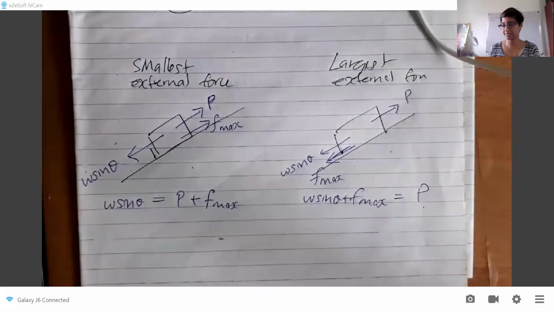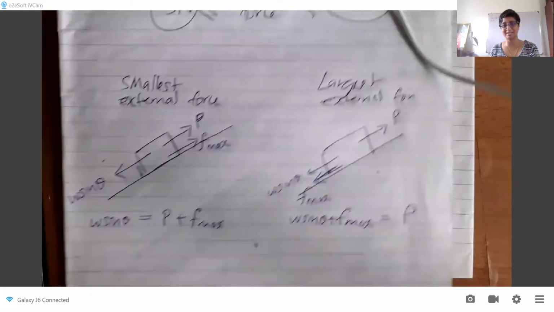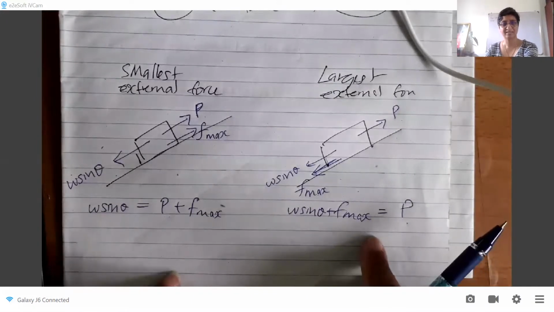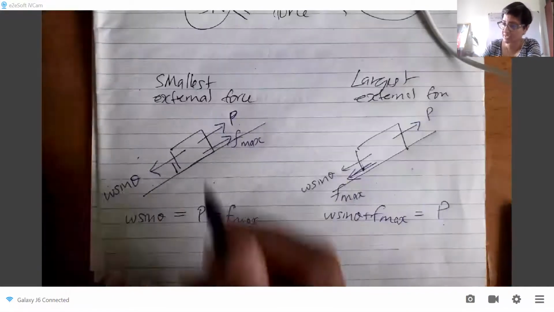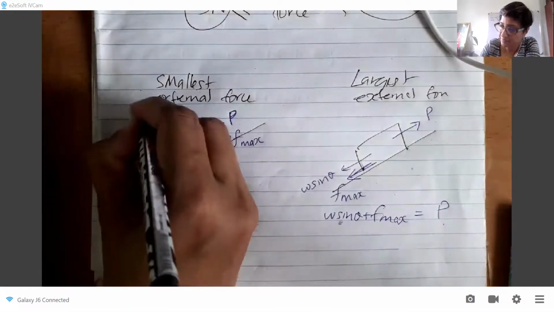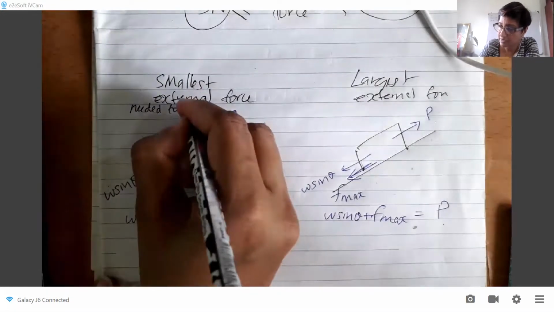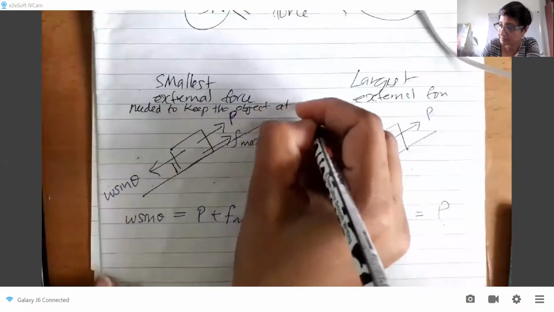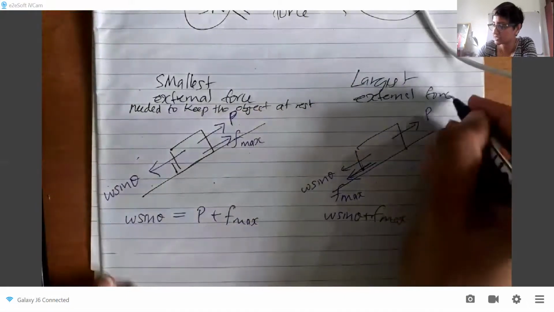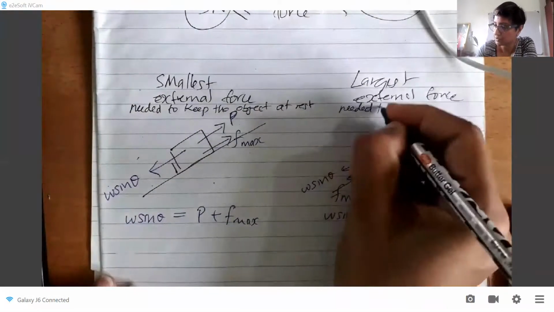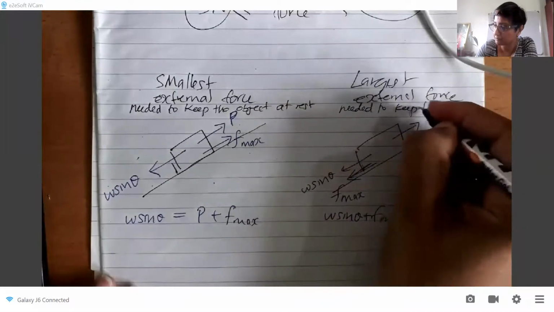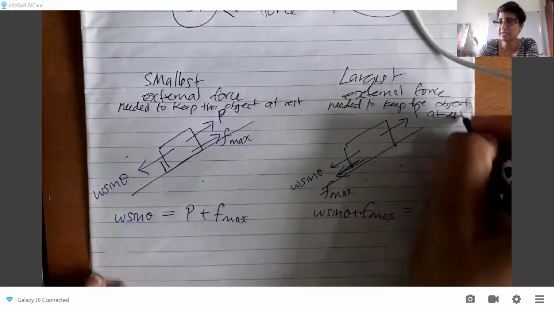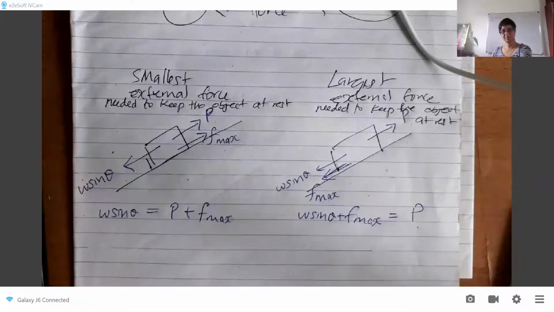This is the summary. What will be a good topic to write this little theory that we just did? This is the theory. And don't memorize these like formulas. This is the smallest external force needed to keep the object at rest. Here's the largest external force needed to keep the object at rest. I will give you the note in a little bit. Tell me a good topic to put for this.